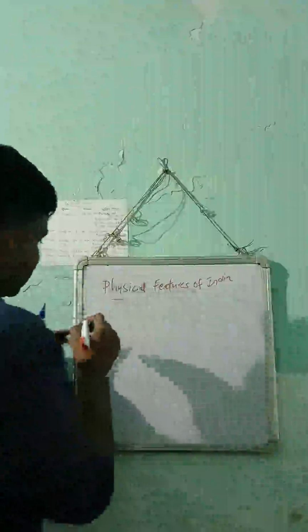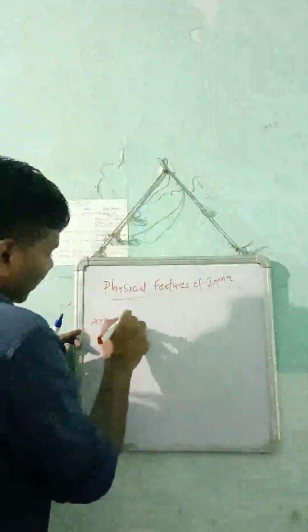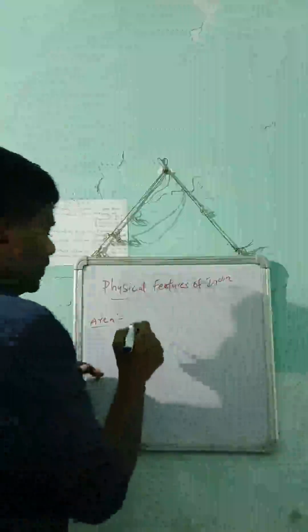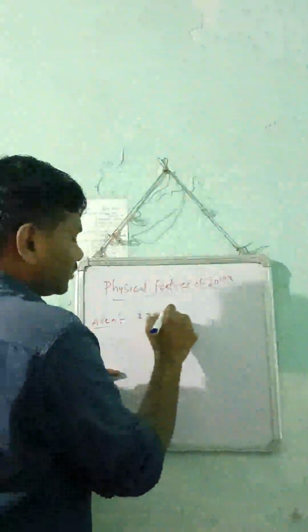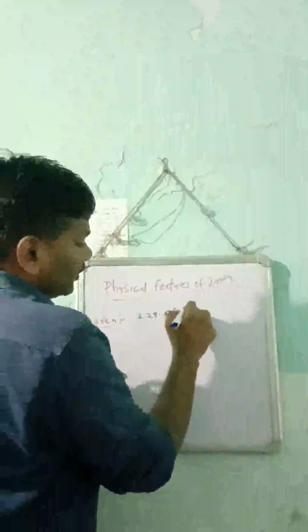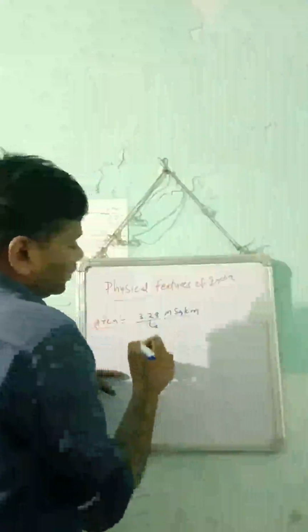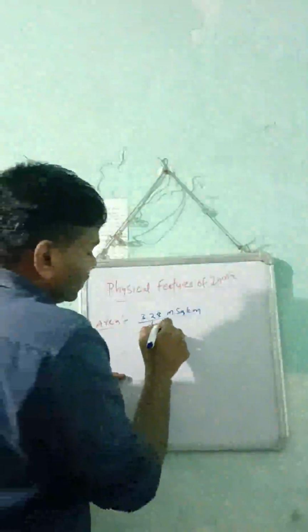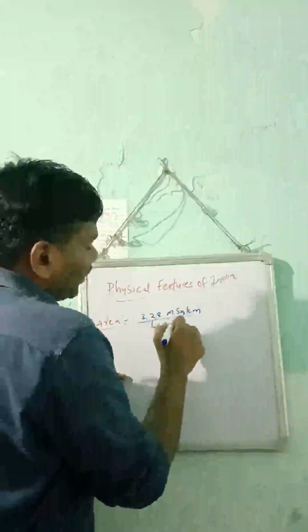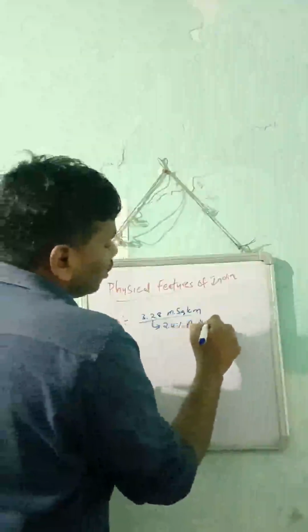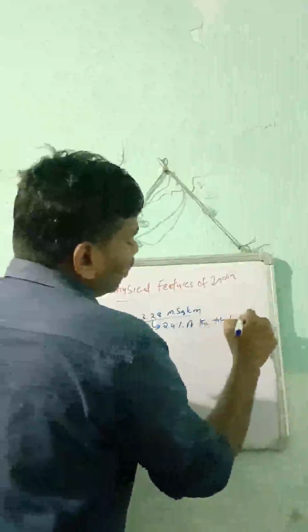Next, what is the size of India? In terms of area, India has 3.28 million square kilometers. This area occupies 2.4% of the total globe.